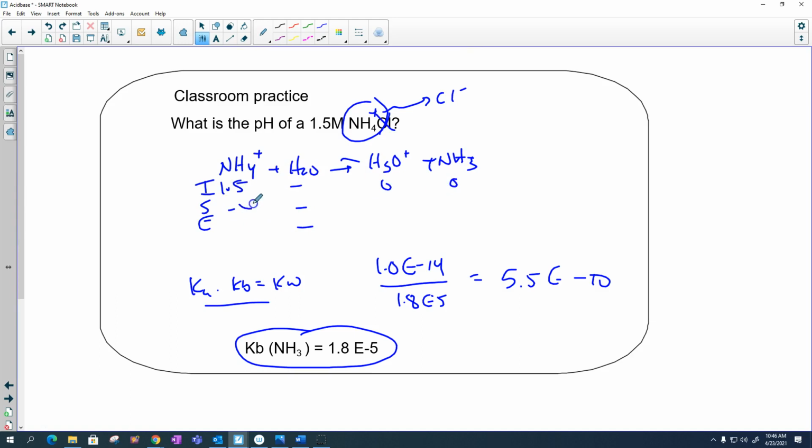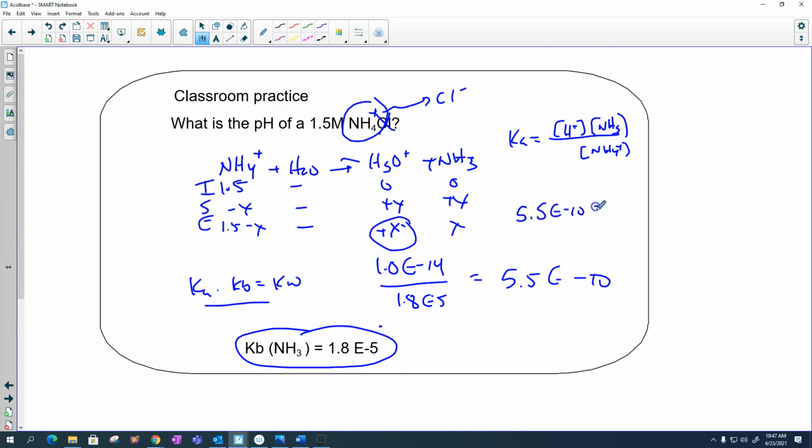Initial stoichiometric ratio: 1.5, pretty concentrated, 0 and 0, minus X, plus X, plus X, 1.5 minus X, X, and X. I'm just going to plug these values into my expression. Ka equals the concentration of H plus ions times the concentration of NH3, over the concentration of NH4 plus. I want this one right here, which gives me my H plus ions, and then I can get the pH. So the Ka value is 5.5 e to the negative 10th equals X times X over 1.5.